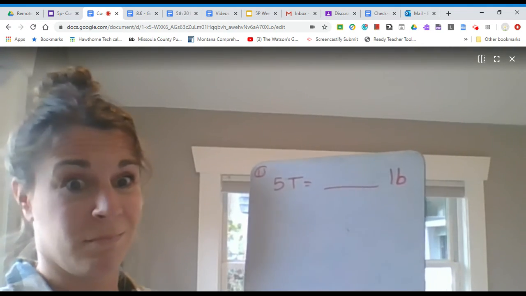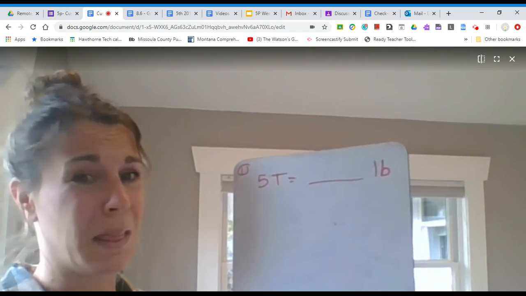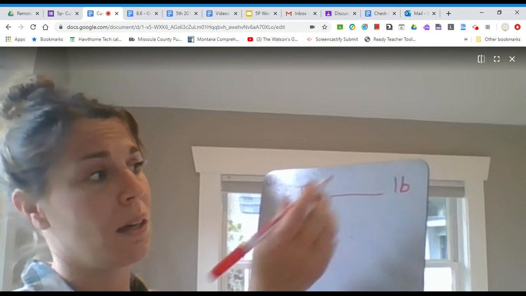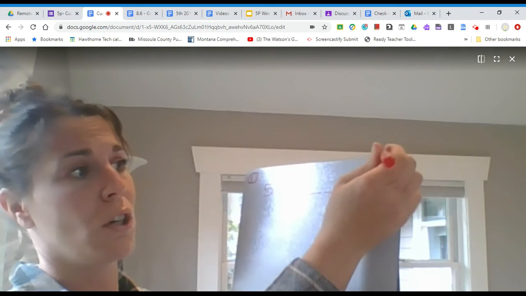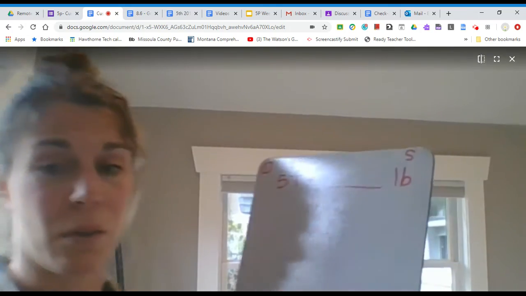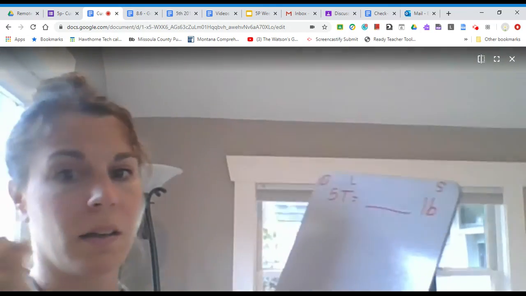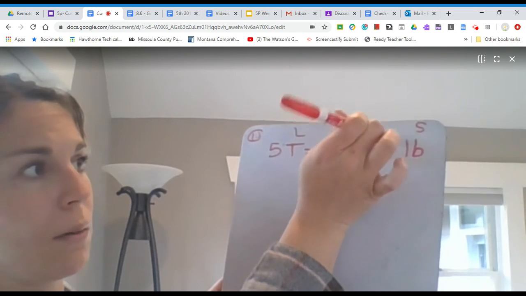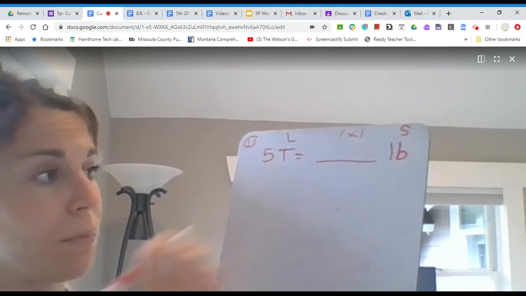we're coding. And tons we know was like that lovely sports car I had, and pounds was like my little Emerson. So I know I'm going from a larger to a smaller unit. So it's going to take a lot more pounds, right? Sorry for that glare. So we know we'd be multiplying. We're going to be getting a larger answer.